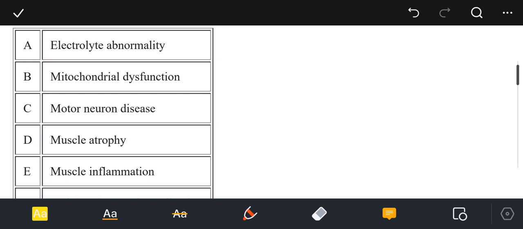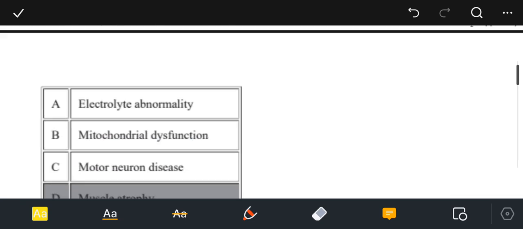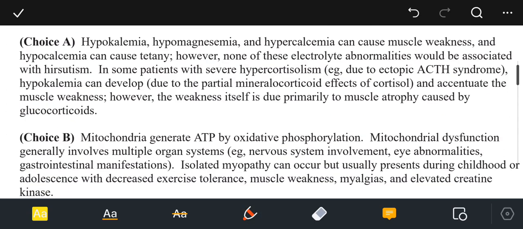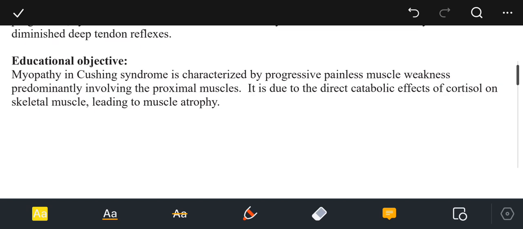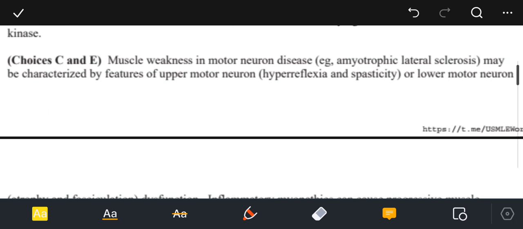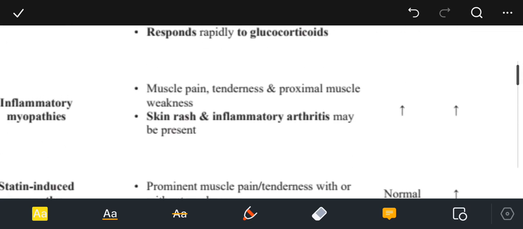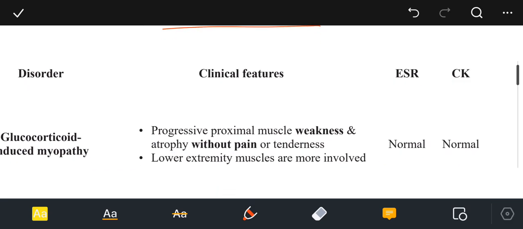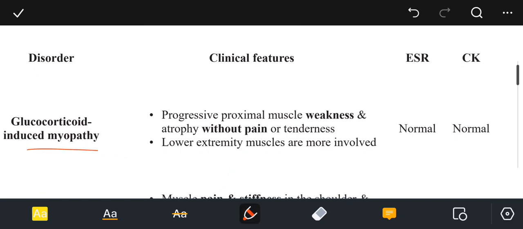And among the given options, the option of choice is option D, that is muscle atrophy. The educational objective of this question is that myopathy in Cushing syndrome is characterized by progressive painless muscle weakness, predominantly involving the proximal muscles. It is due to the direct catabolic effects of cortisol on skeletal muscle leading to muscle atrophy. Now here you can see this table is the differential diagnosis of myopathy. Disorder: glucocorticoid-induced myopathy, with progressive proximal muscle weakness and atrophy without pain or tenderness.